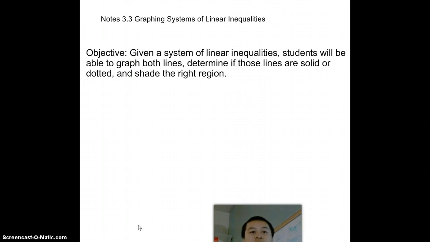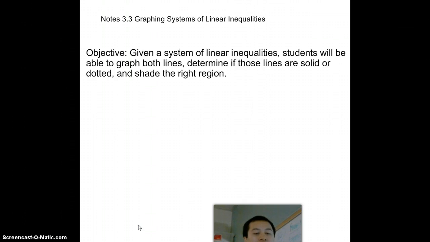Remember, like systems, respiratory system, solar system, all those systems, they're actually talking about things working together. We're talking about two lines working together. So linear means lines, two lines working together, and inequalities. Now we're going to do what you did before, but we're just going to add another component to it, which is inequality. And with inequality, what do you have to do differently? You have to shade, and you have to make sure it's dotted or solid.